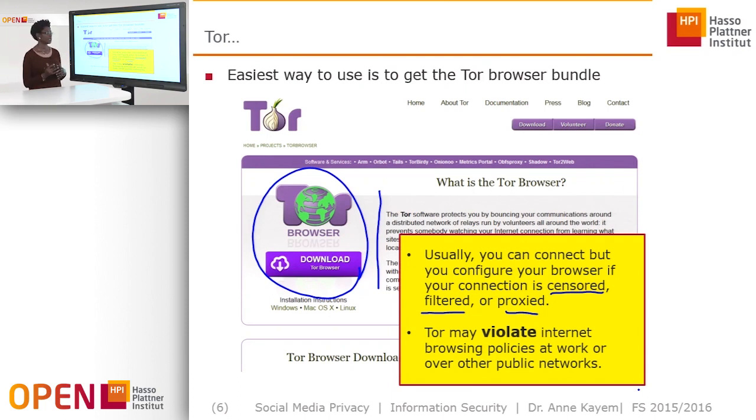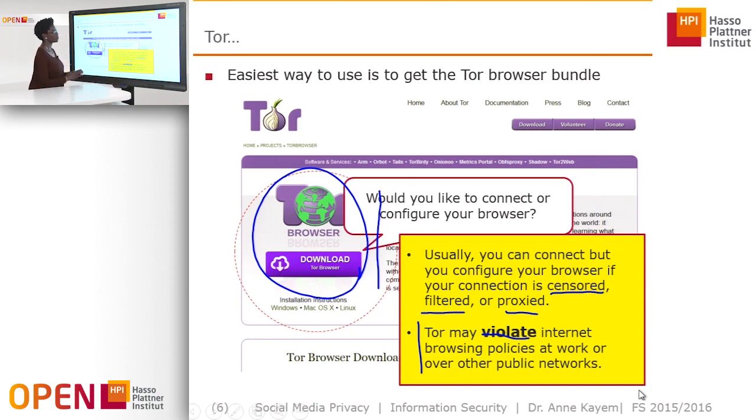We talk a little bit about some workaround mechanisms that you can use to install Tor. Be aware that because of the way Tor operates, it might violate, for example, internet browsing policies that you have at work or in other public networks. So you typically want to use this on some private computer, and this also means that if you want to share private information, you want to use a computing system that you're sure of.